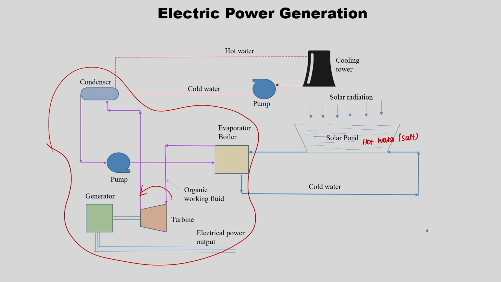So, you take cold water from the evaporator or boiler assembly and use the solar pond as the heat exchanger, and it takes the heat from the hot water and goes back to the evaporator, where you again heat the working fluid. This condenser is connected to the cooling tower to provide the cooling water to take away heat from the working fluid.